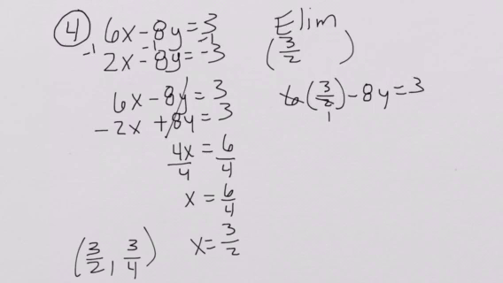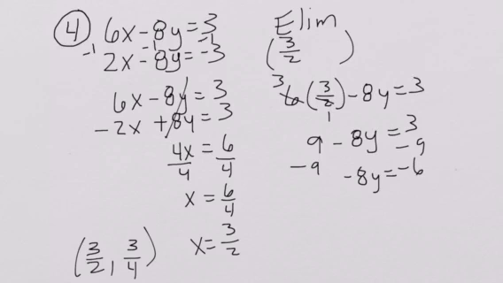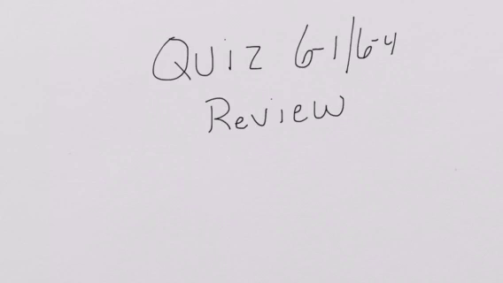Cancel out the 2, cancel out the 6 and make it a 3, so it's going to be 9 minus 8y is equal to 3. Zero pair out the 9, so I'm going to have negative 8y is equal to negative 6. Divide by negative 8, divide by negative 8, and y is going to equal a positive 3/4. And you're done reviewing for your quiz.